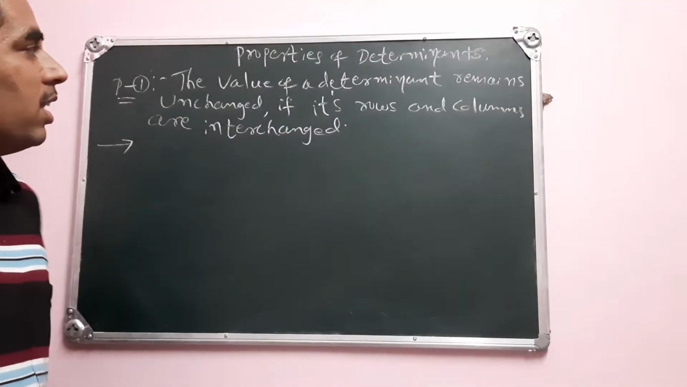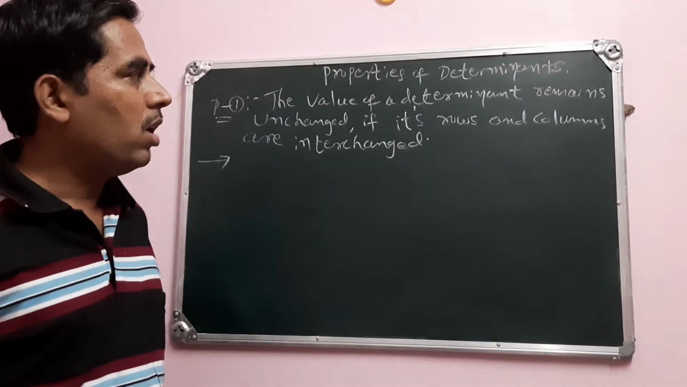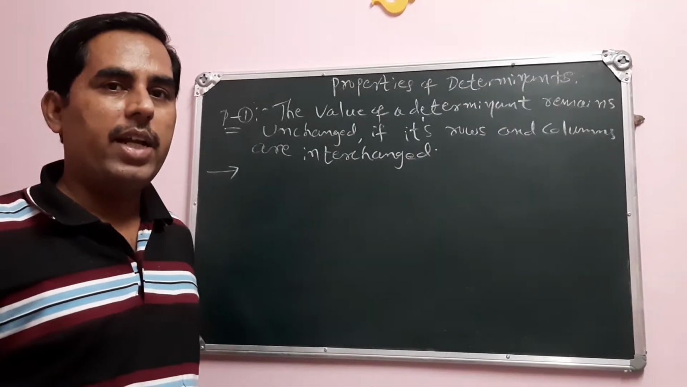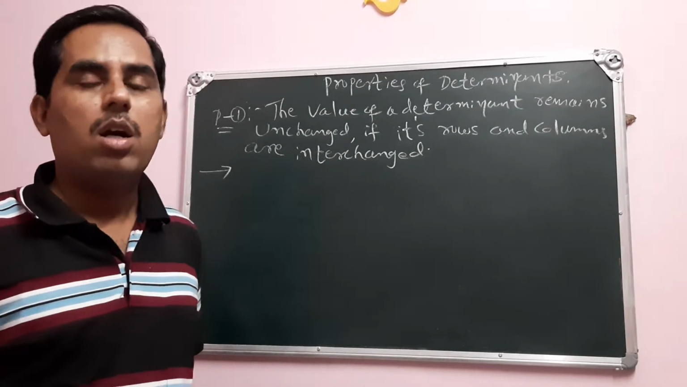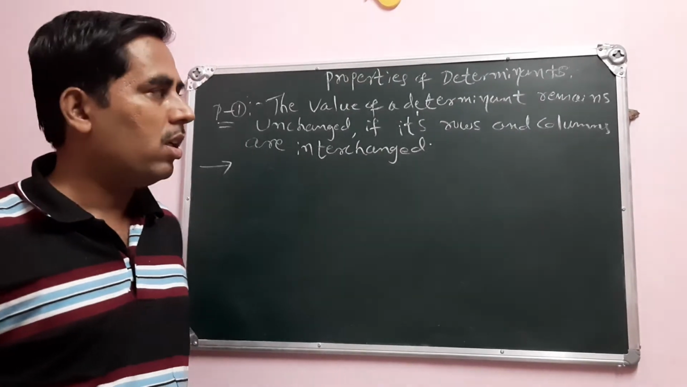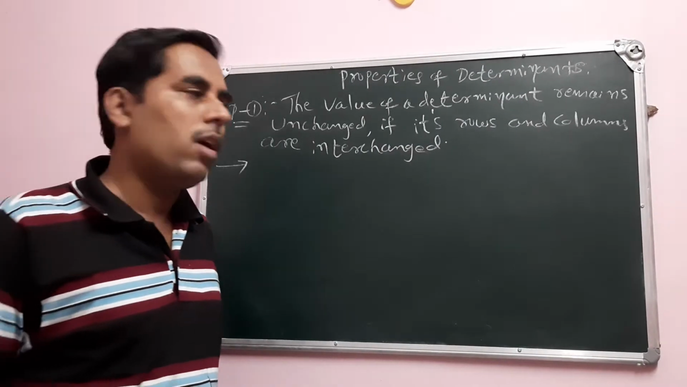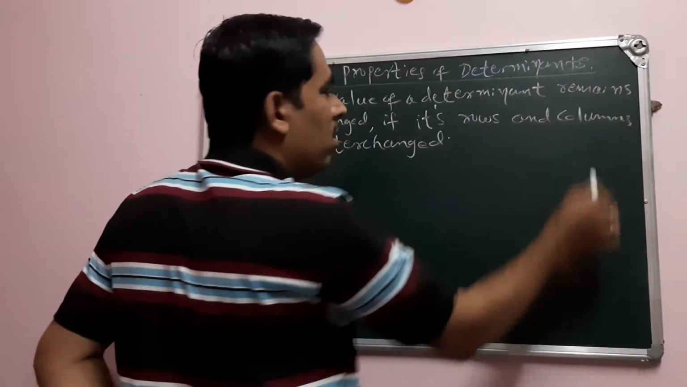Welcome to the class. In the previous classes we have learned how to evaluate 2 cross 2 determinants and 3 cross 3 determinants. We have worked out some of the problems. If a 3 cross 3 determinant is given, then we can expand it along any row or any column. In this class let us consider properties of determinants.